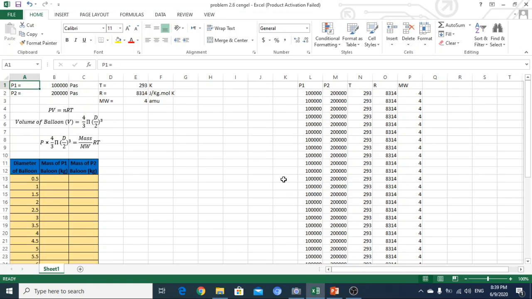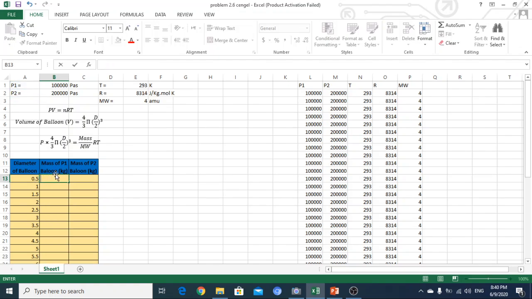So P1 is, we know that for A part is 100 kilopascal, for B part 200 kilopascals, temperature values and R values and molecular weight of the helium. So we reduce this in the form of formula of mass, and we know that mass is equals to the pressure. I wrote all these values down here, P1, P2, T, R and molecular weight.